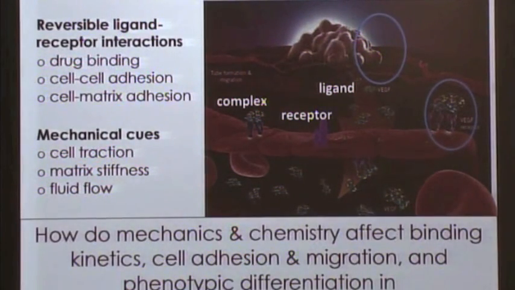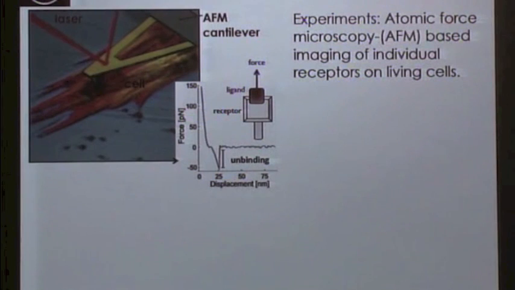So we're interested in how mechanics and chemistry together are coupled to affect, for example, binding kinetics and how those affect downstream functions that are relevant to cancer, primarily angiogenesis and metastasis. So I'll give you a few examples, starting with the molecular level and working our way up.